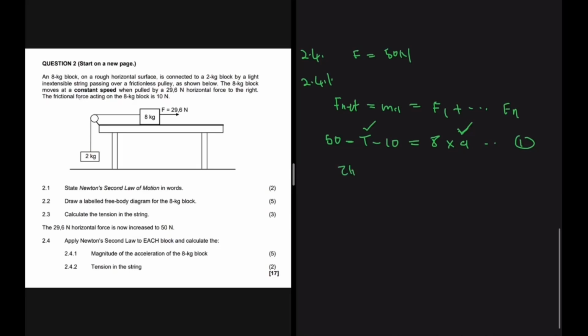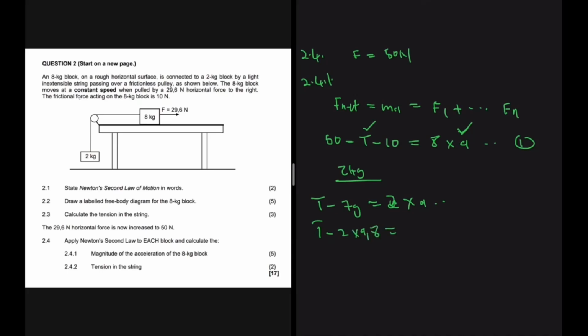So let's go ahead with the 2 kg block. For the 2 kg block, there are 2 forces acting: the tension and gravity. So we have the tension minus gravity, which equals ma. The mass is 2 kg, so that's multiplied by a, which we don't know yet. And Fg is the mass multiplied by 9.8.